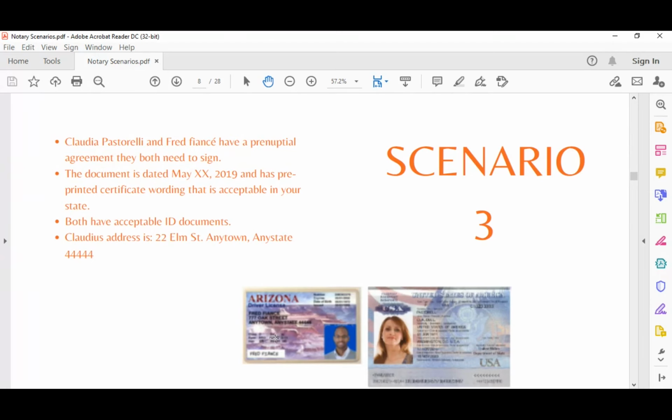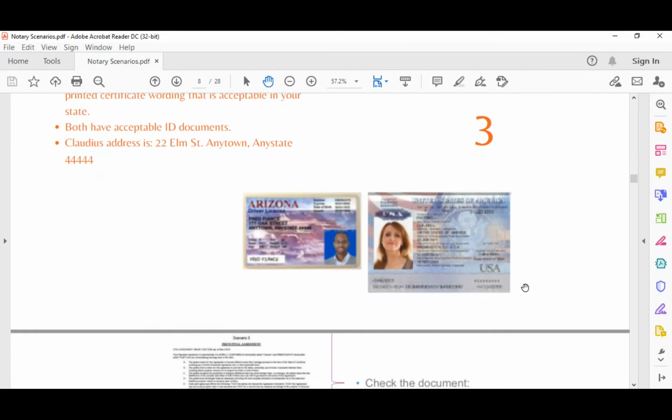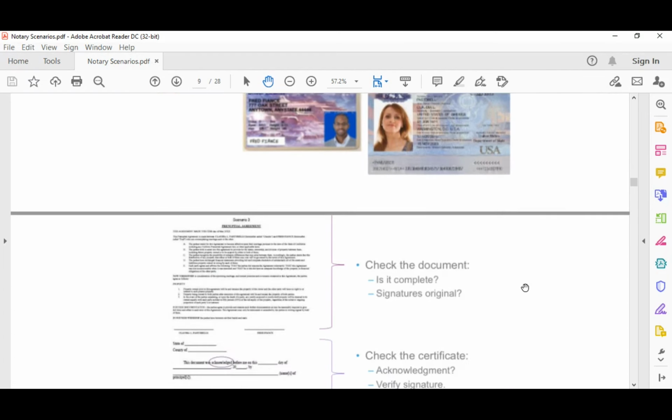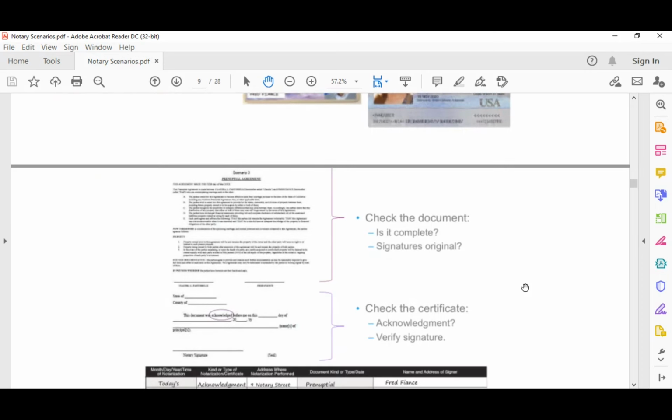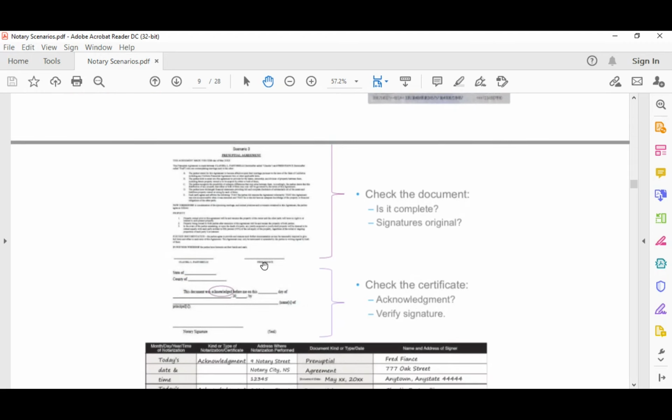Here is Fred's driver's license, and this is Claudia's passport. Both of those are acceptable forms of identification. Now what you want to do first, always check the document. Make sure this document is completely filled out where it needs to be filled out. There are no signatures. That's fine. They can sign in your presence. And then you want to check to see what type of certificate is attached to this document. Looking it over, it looks to be an acknowledgement. It does say acknowledged in the certificate wording, so you would assume it's an acknowledgement.